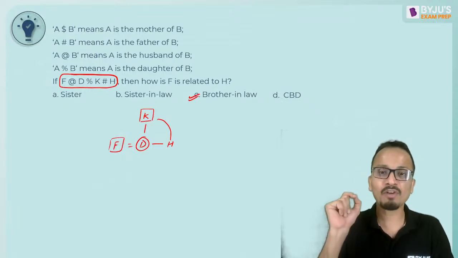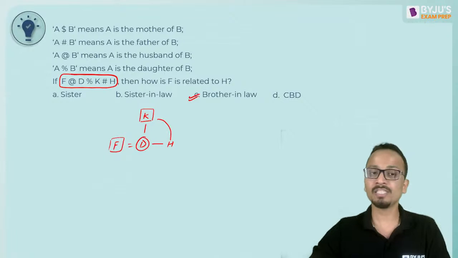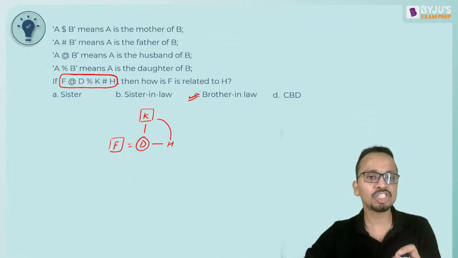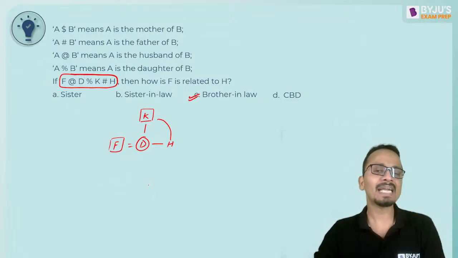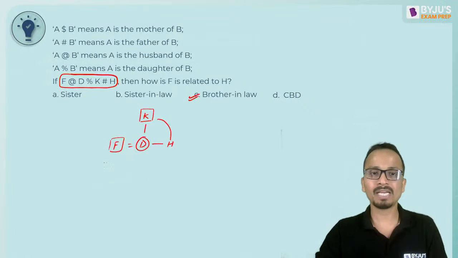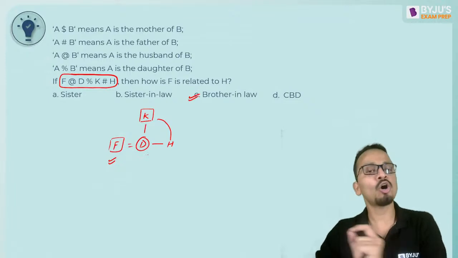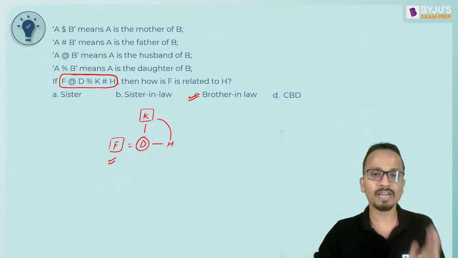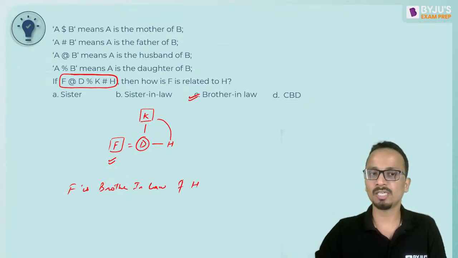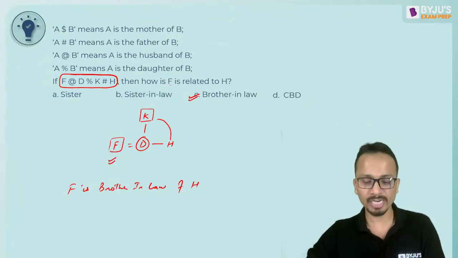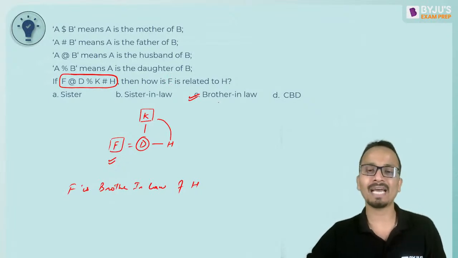Now some of you have marked the answer as cannot be determined. Now friends, if the question was how is H related to F, then in that case I would have marked cannot be determined. But here, how is F related to H? F is the brother-in-law of H. We know the gender of F, so we can say that F is brother-in-law of H. But if the question was how is H related to F, then the answer would be cannot be determined.